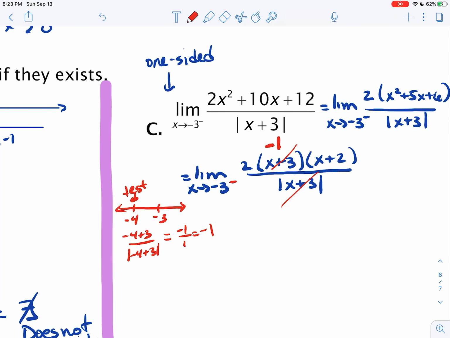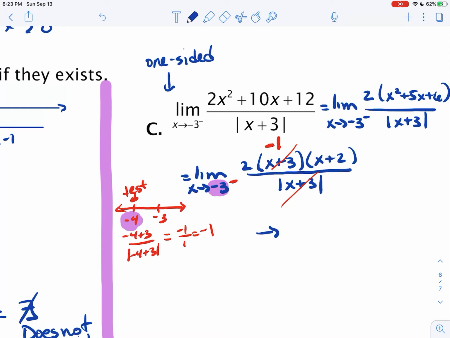This is a left-handed limit, which is why I was using a left-handed point as a test point. If it were a right-handed limit, I might pick 5, and then I would have a positive 1 factor. So now I can go ahead and substitute my value of minus 3 to get my value.